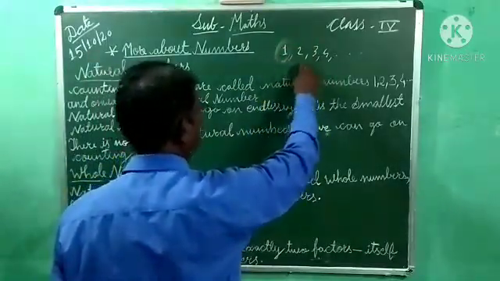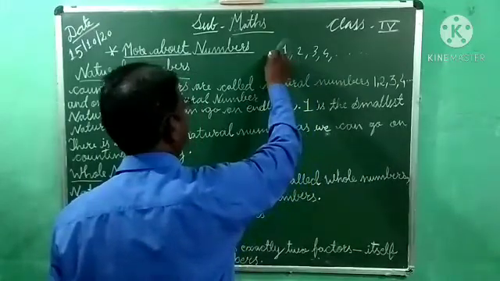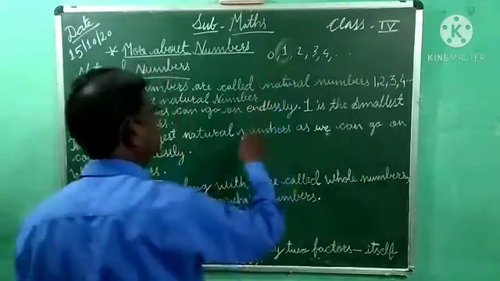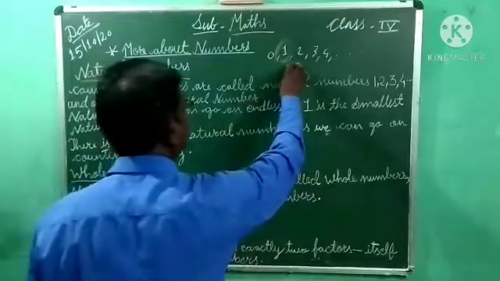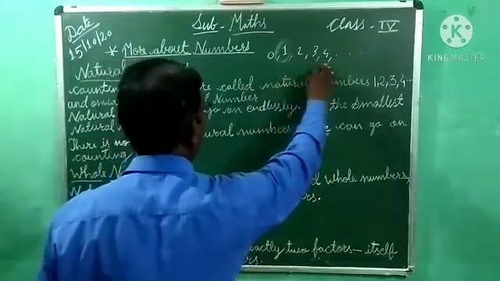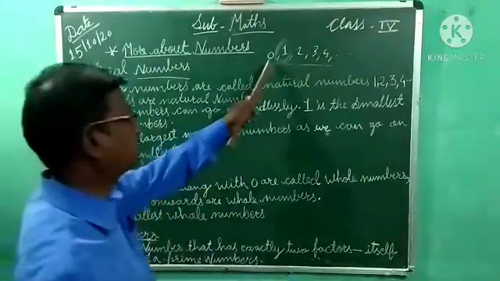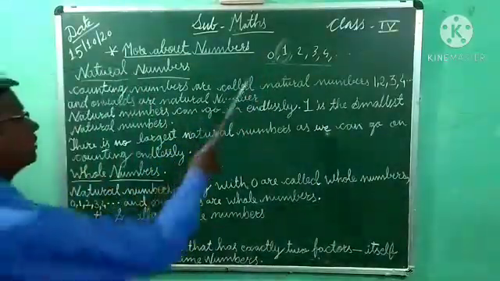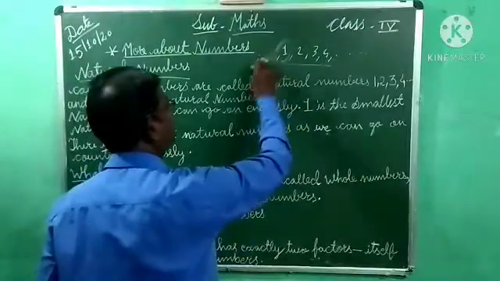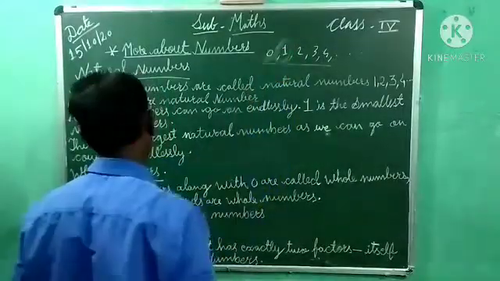This is natural number 1, 2, 3, 4. Now before 1, 0 will be there. If I include 0 here, it is not a natural number but becomes 0, 1, 2, 3, 4, 5, 6. These numbers are called whole numbers. We just have to include 0 just before 1.